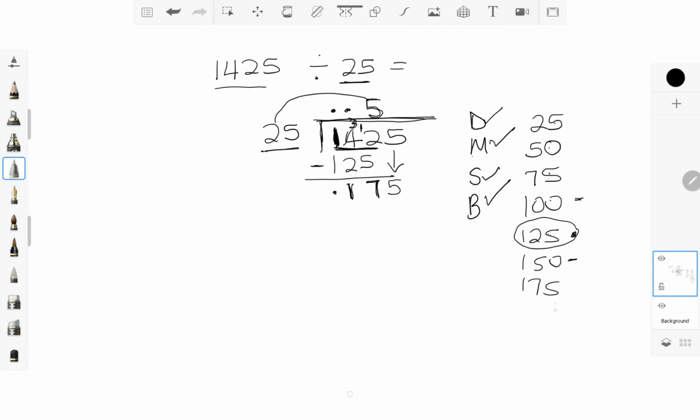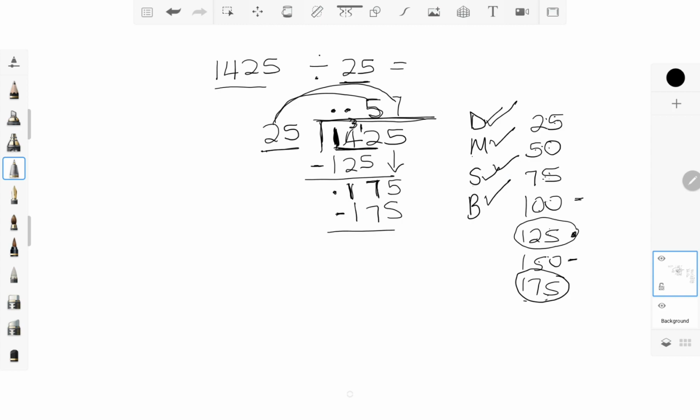I go to my multiples and I see, okay, do I have 175 in my multiples? Yes, I do. So I count 1, 2, 3, 4, 5, 6, 7. So 25, we're going into 175 7 times. So I divide it. Next, multiply. So 25 times 7 is 175. 1, 2, 3, 4, 5, 6, 7. I write it down. Next is to subtract.